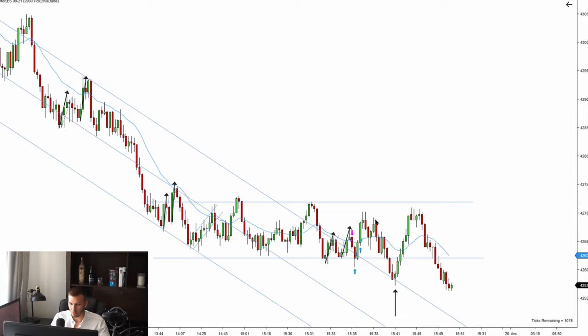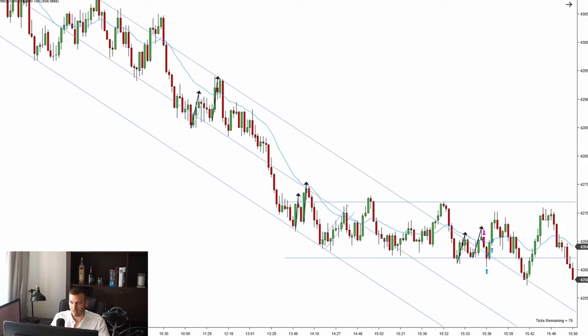And notice the repeat pattern right here. We have a new high right here. First entry long, pullback, second entry long, failure. But you're going short directly into this support. First entry long, second entry long, going short directly into this support. But the market is very strong, a strong downtrend. So I'm still going to be thinking only to sell this market.